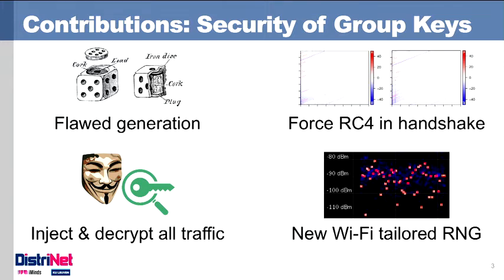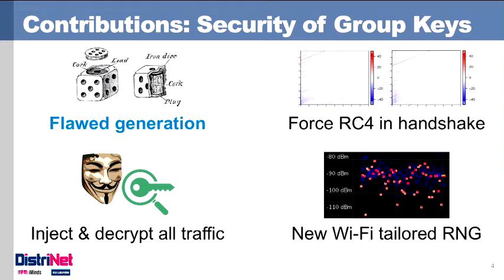With the group key, you can of course decrypt and inject broadcast frames, but we also devised a method to inject unicast traffic. We also found, and will present, a way to use the group key to decrypt nearly all traffic of a network, including unicast traffic. And we also have a small proposal for a better random number generator specifically for Wi-Fi platforms.